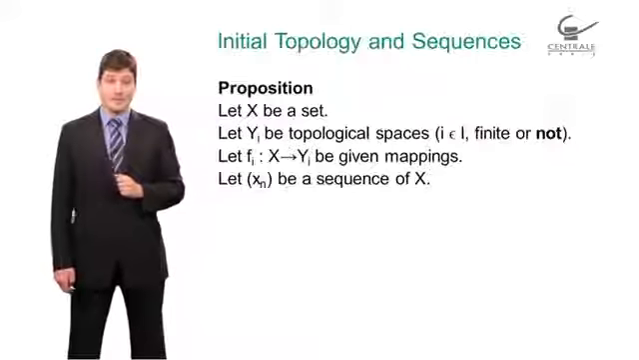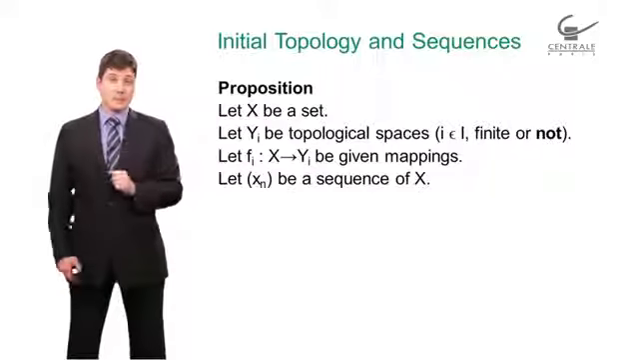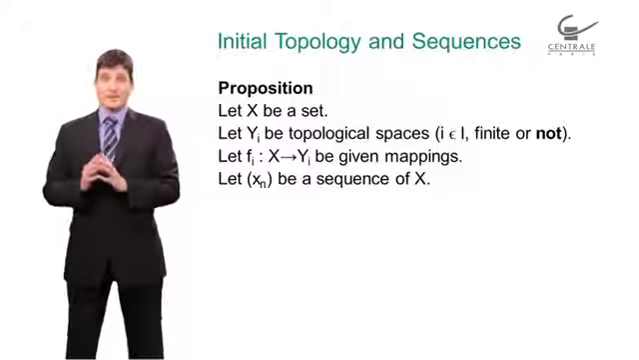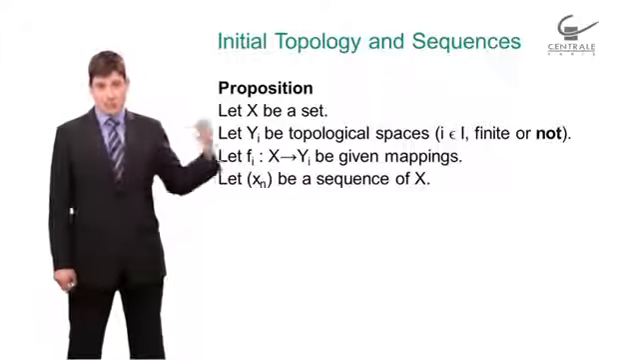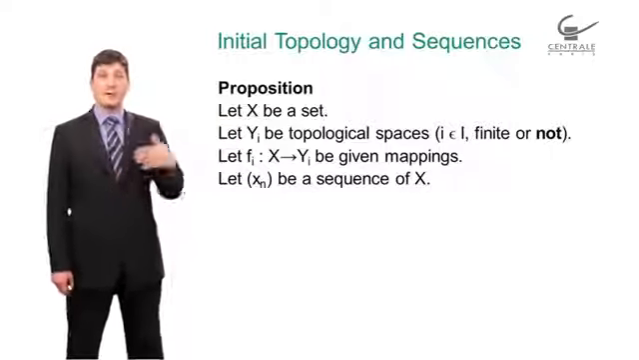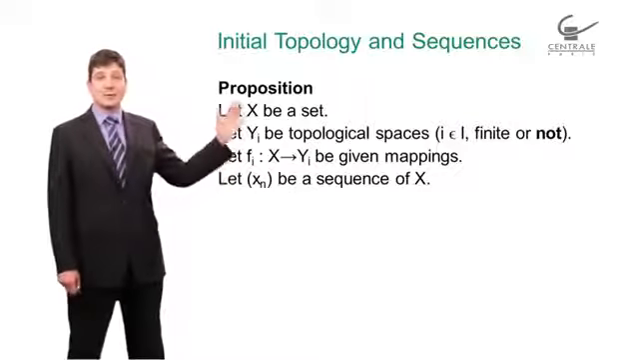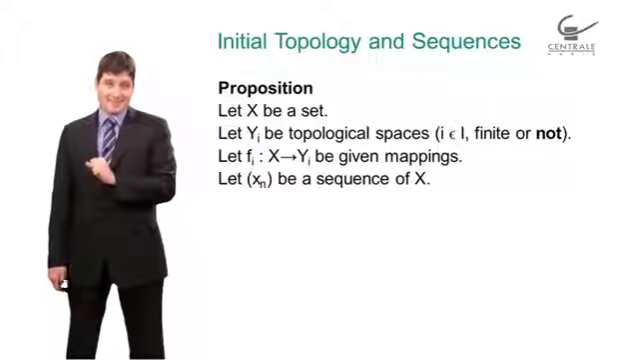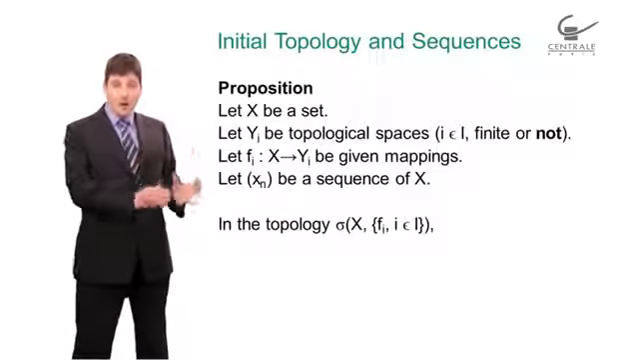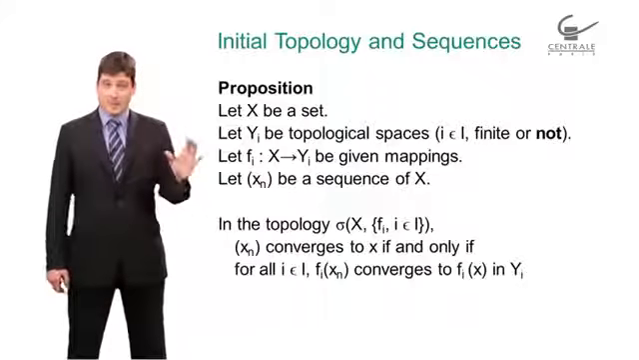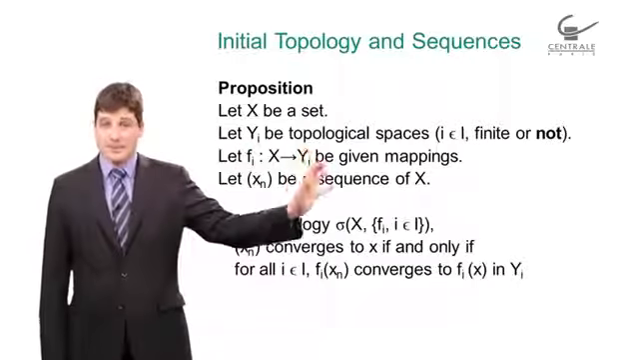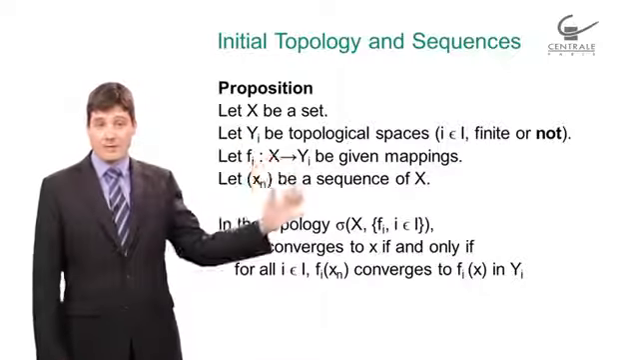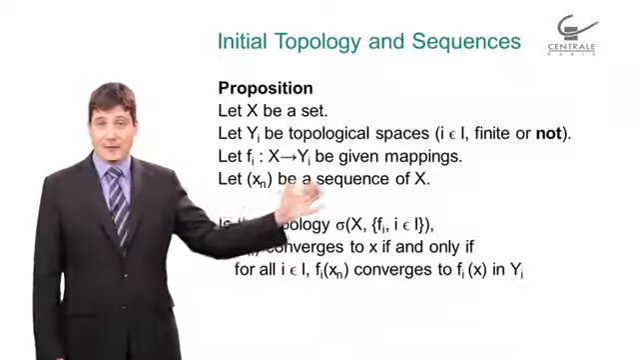So this is it. I will now give you a proposition that will link the initial topology and sequences. Let's start with a set X and a collection of Yi, as we've seen before, as well as a collection of Fi's going from X to Yi. Let xn be a sequence in X. In the initial topology, I have equivalence between these two statements. First, xn converges to x, and second, for all i in capital I, Fi of xn converges to Fi of x in Yi.